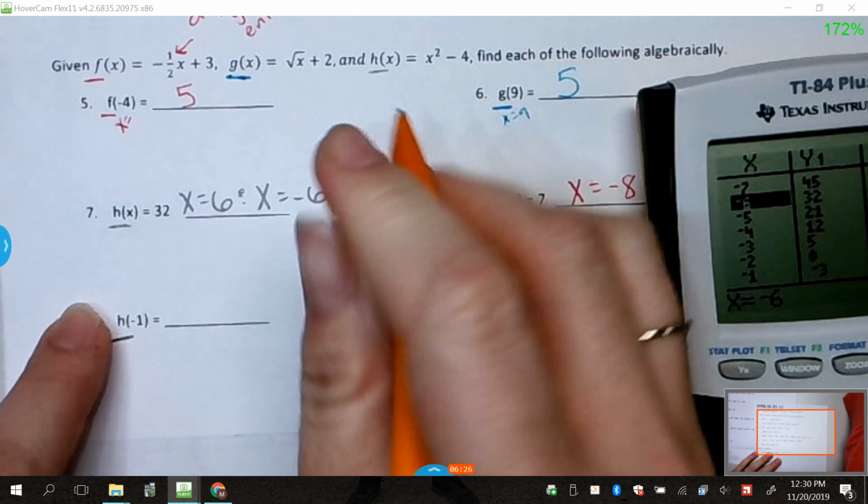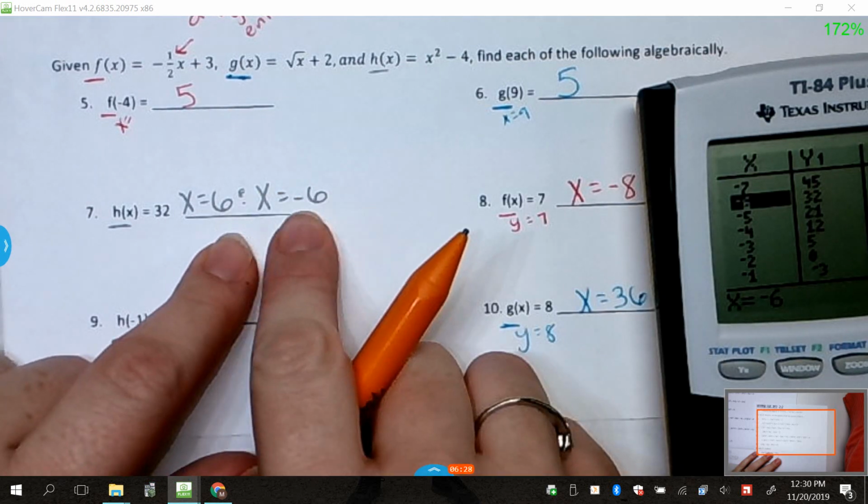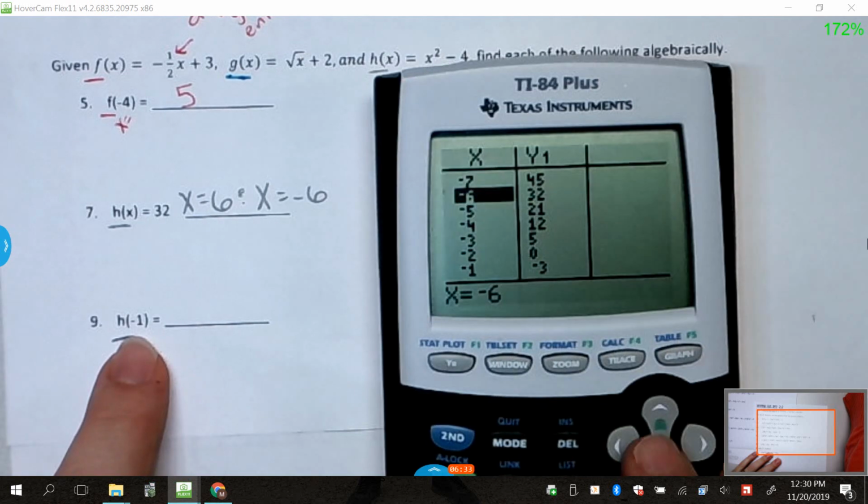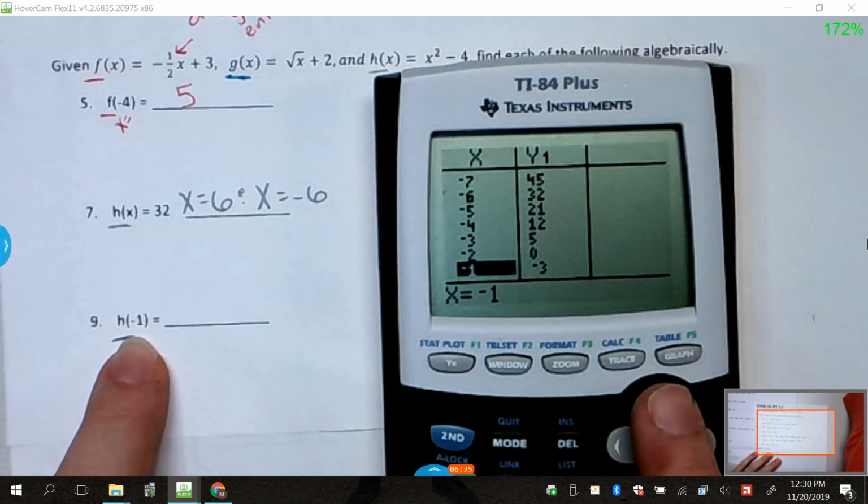Now, be careful, they will not always be opposite. It could be like 4 and 7. You never know. Okay, so make sure you check, don't just put the opposite. And then this is where h is negative, or x is negative 1, and that is negative 3.